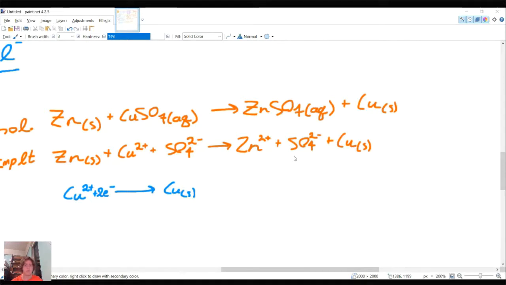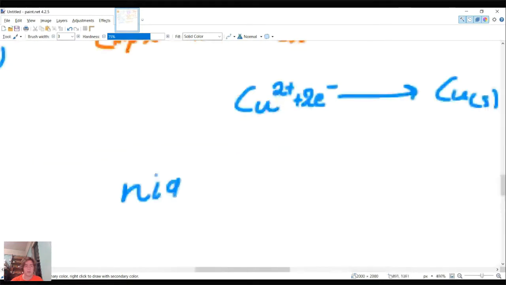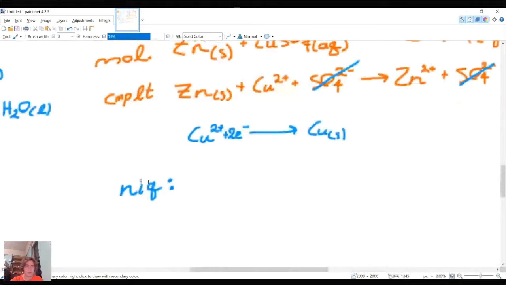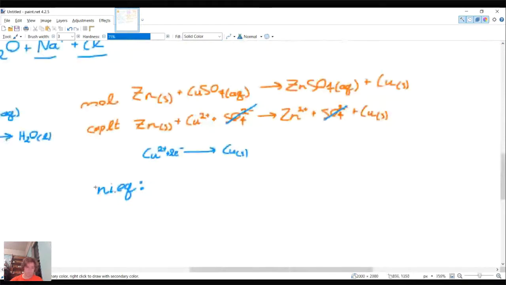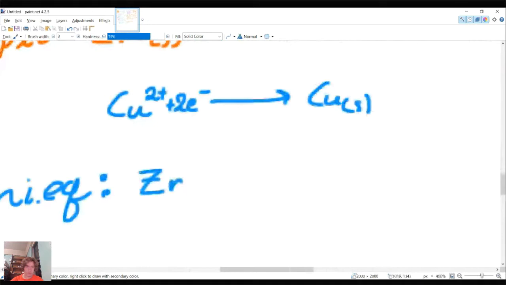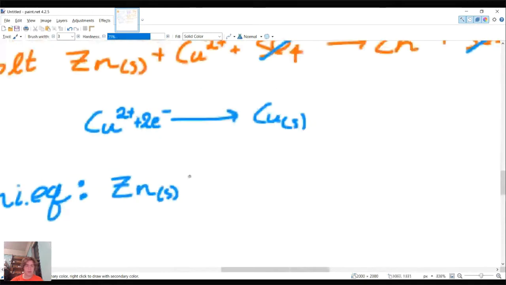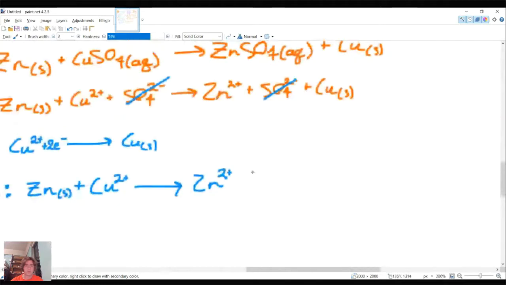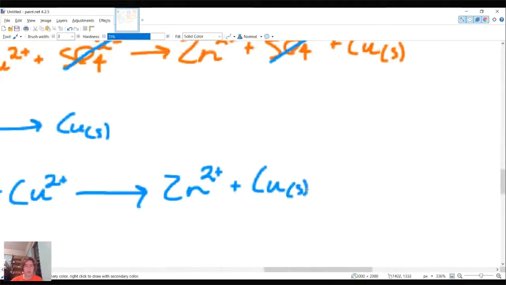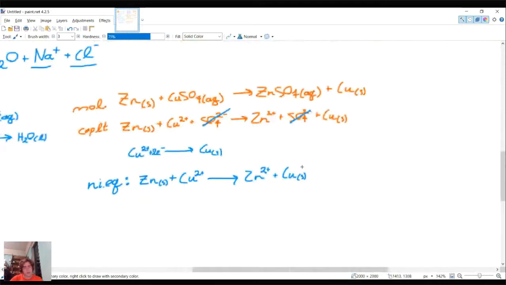Okay. Cool. So the SO4 goes away, and now we have the net ionic equation. The net ionic equation is solid zinc plus the copper ion turning into the zinc ion plus the solid copper. So what's actually happening here? It's zinc losing 2 electrons.